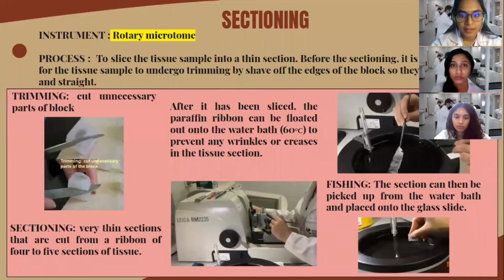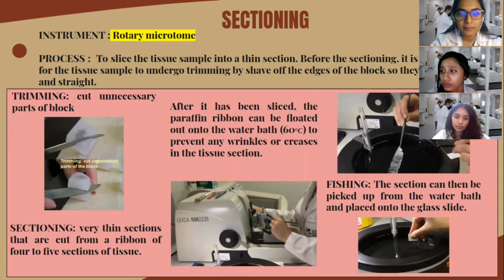And the next part will be the sectioning. The instrument that we use for this part is a rotary microtome. Basically, this procedure has three basic steps, which are trimming, sectioning, and floating. Trimming is basically cutting the unnecessary parts of the block by shaping the edges. And after that, in the sectioning, very thin sections are cut off as a ribbon, about 5 to 4 micrometers of the tissue.